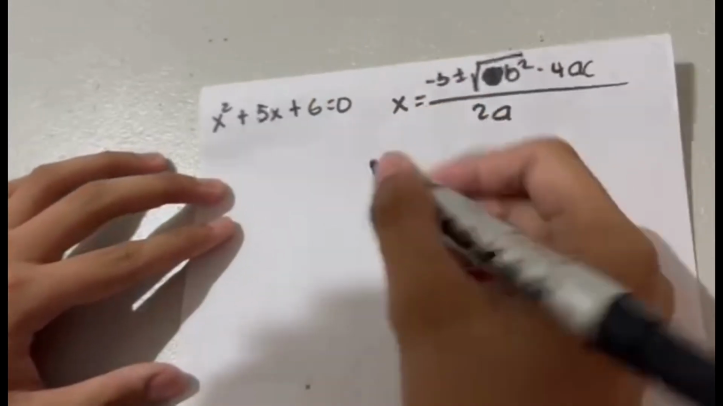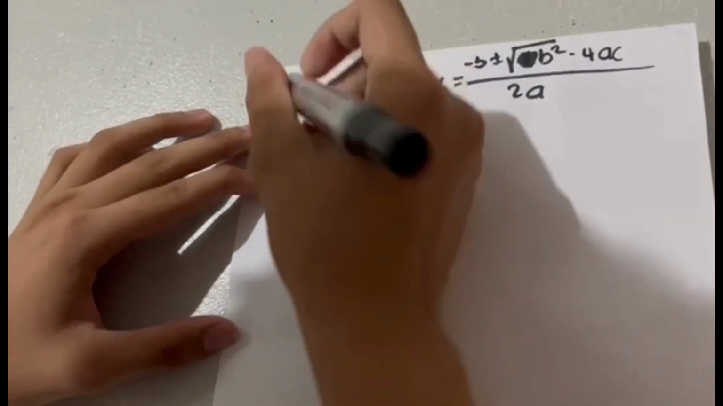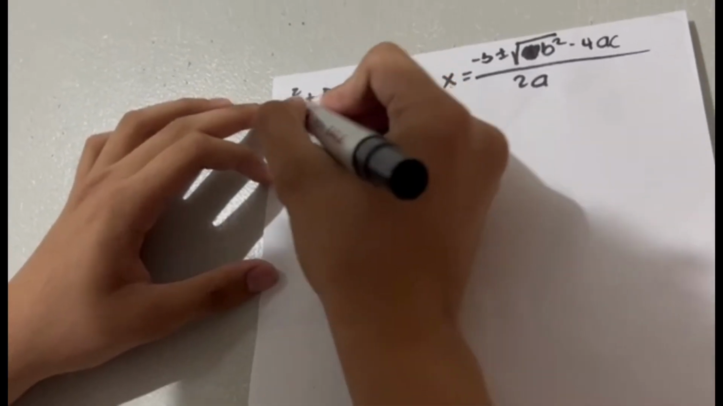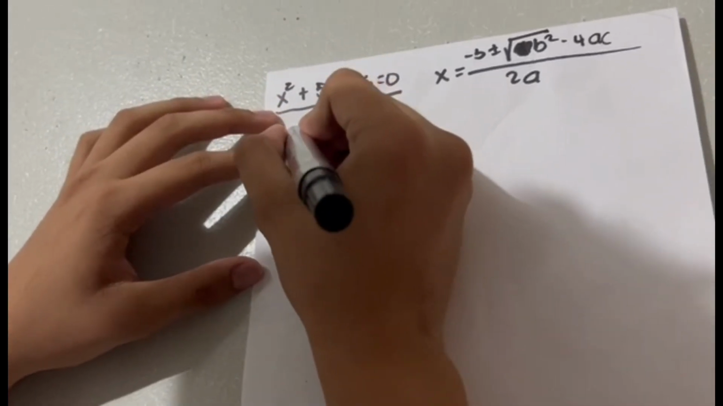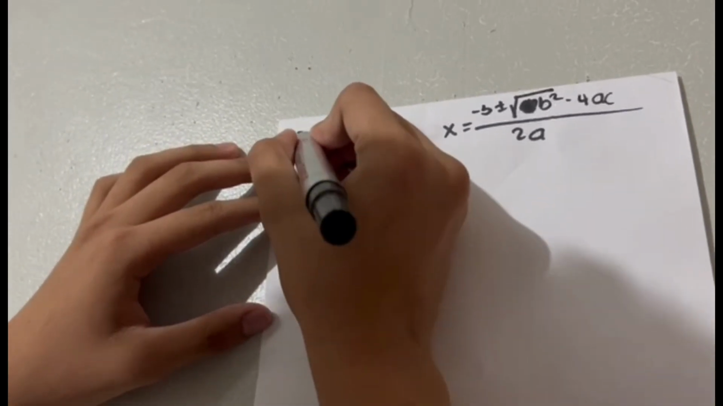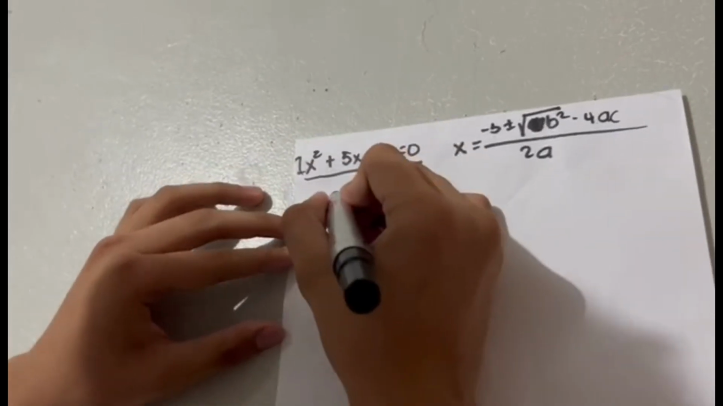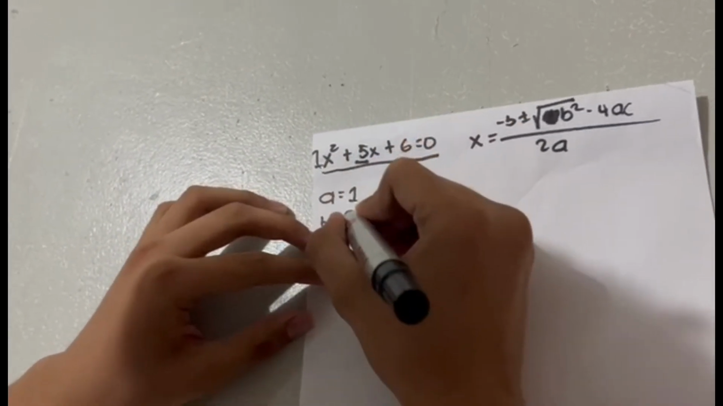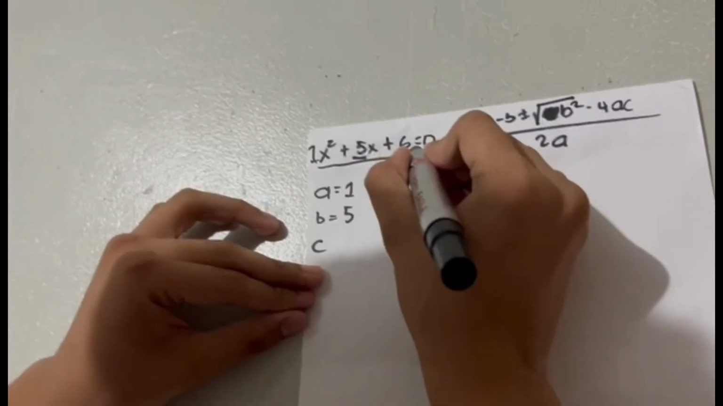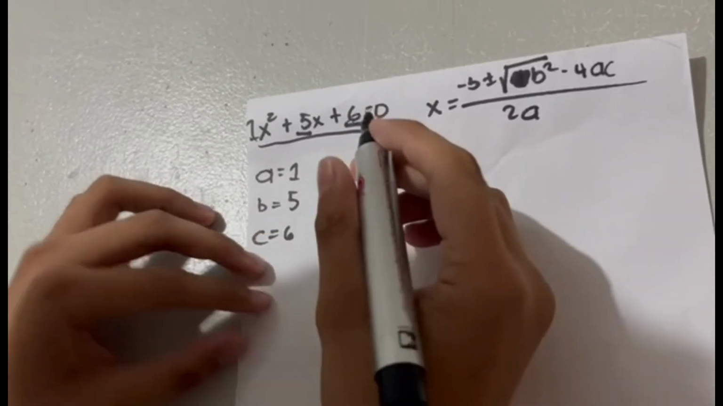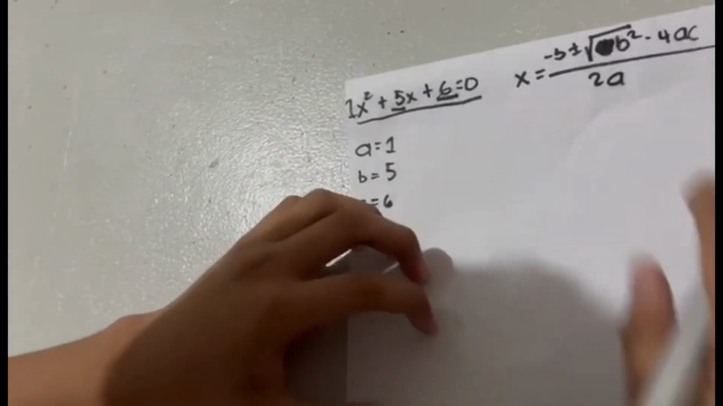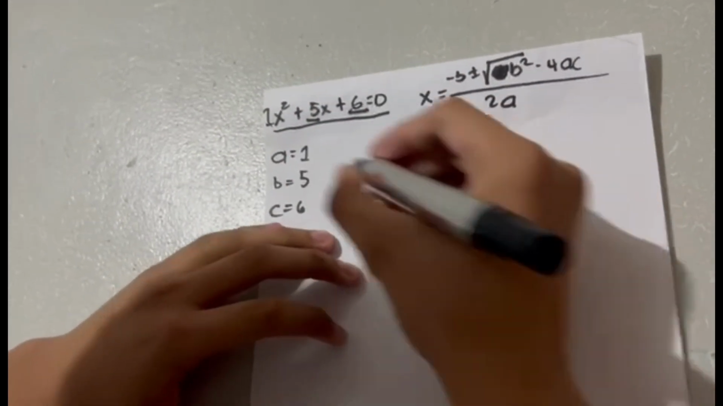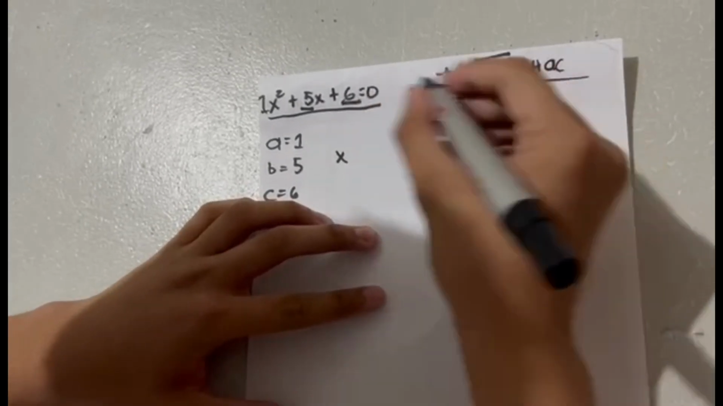Here's how to find the values of a, b, and c. We need to take a look first at the equation. The a here is the coefficient of x squared, and it is 1. The b here is positive 5. And c here is positive 6. Now, we plug the values of a, b, and c into the formula.